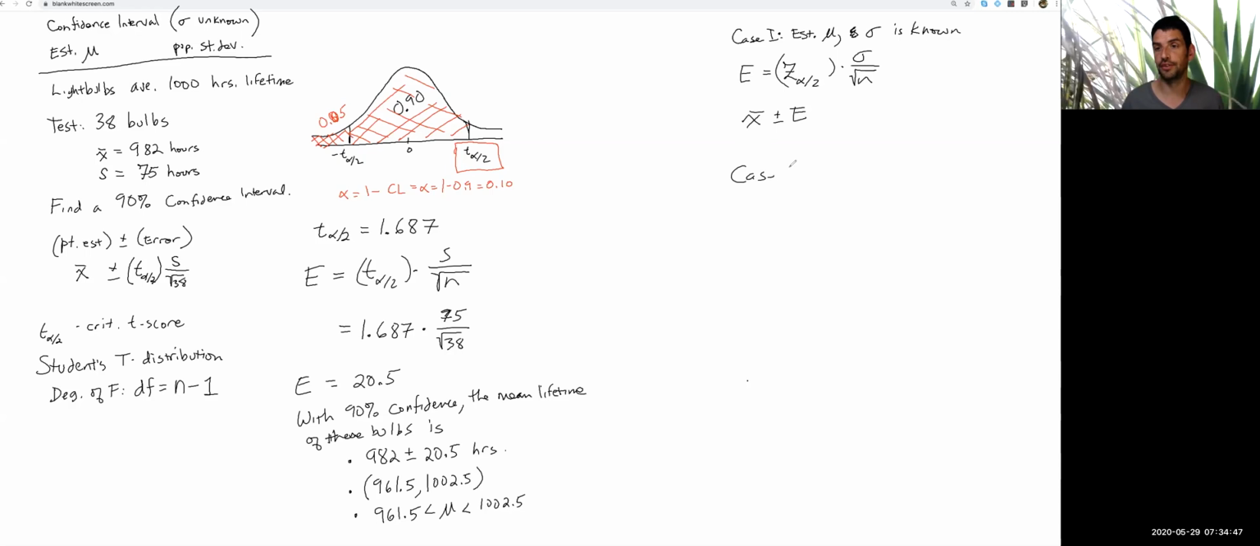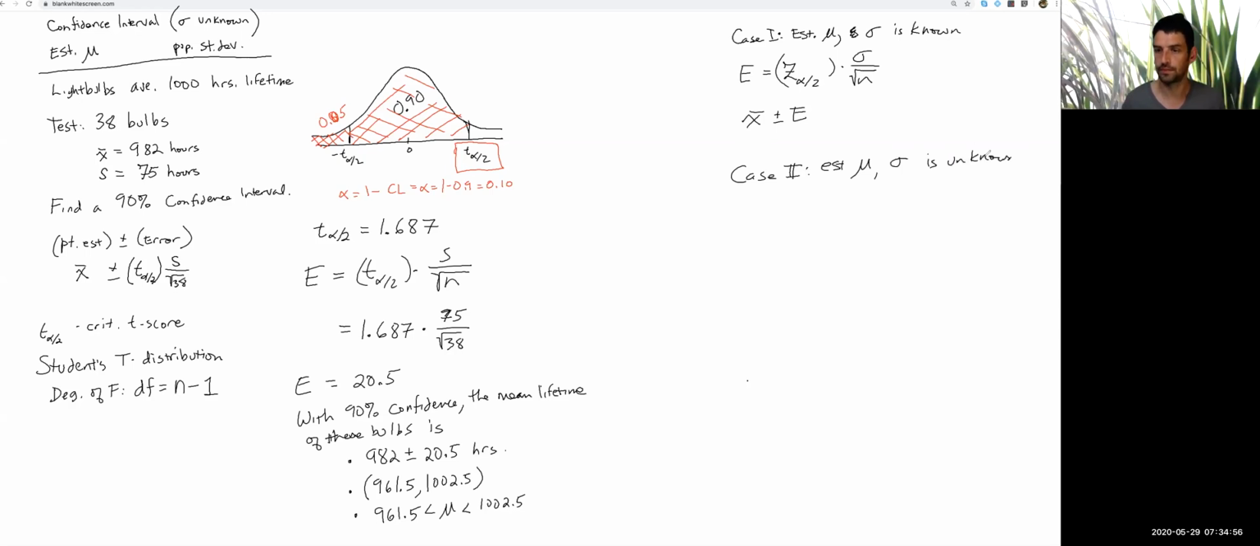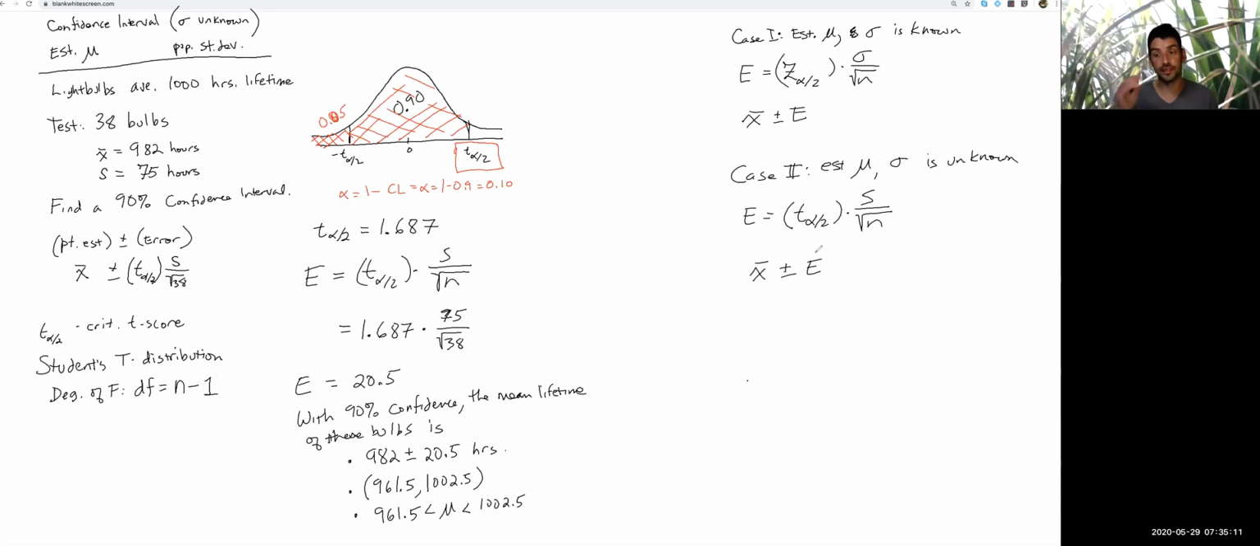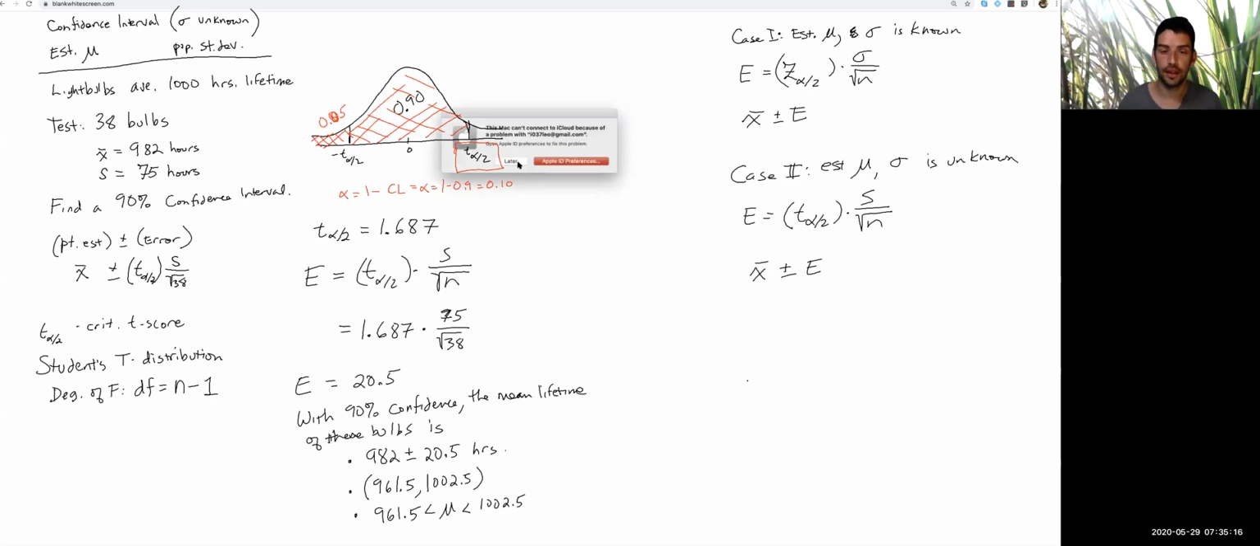Now we have case 2. We're going to estimate the mean. Sigma is unknown. And our error looks almost exactly the same, but instead we compute a t-score, and we're multiplying by the sample standard deviation divided by the square root of n, and we still compute our confidence interval by taking our point estimate plus or minus the error. Okay, and that is it.